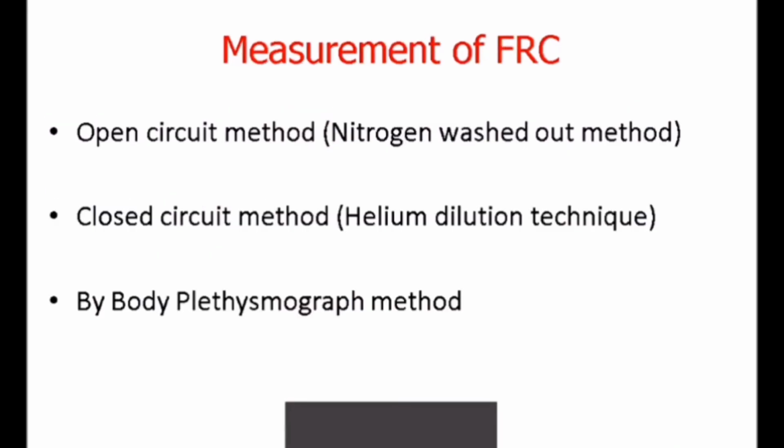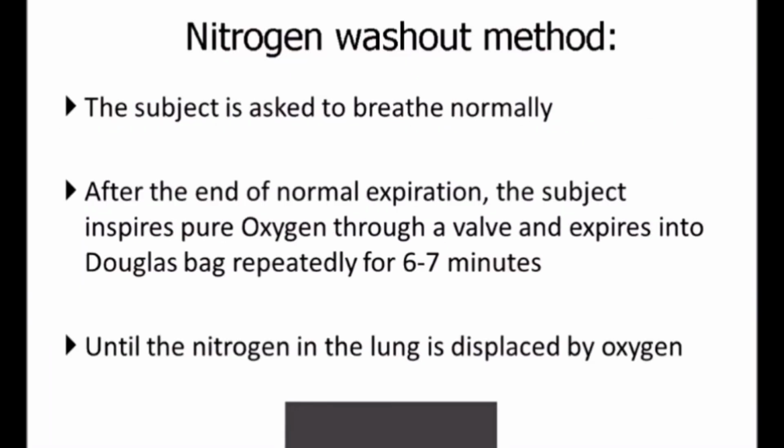In nitrogen washout method, the subject is asked to breathe normally. At the end of normal expiration, that subject inspires pure oxygen through a valve and expires into a Douglas bag. We have a Douglas bag required for doing a nitrogen washout method. I don't have a picture, so sorry. I'll just tell the method. The subject is asked to breathe normally. After the end of normal expiration, the subject inspires pure oxygen through a valve and expires into a bag known as Douglas bag, which is done repeatedly for 6 to 7 minutes.